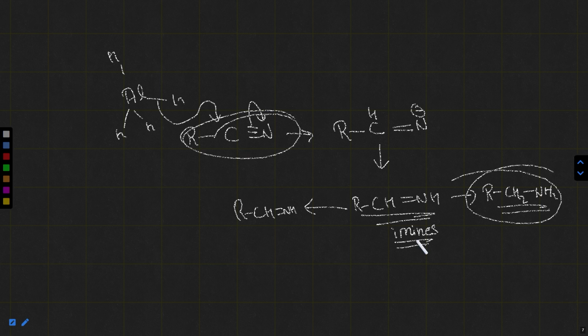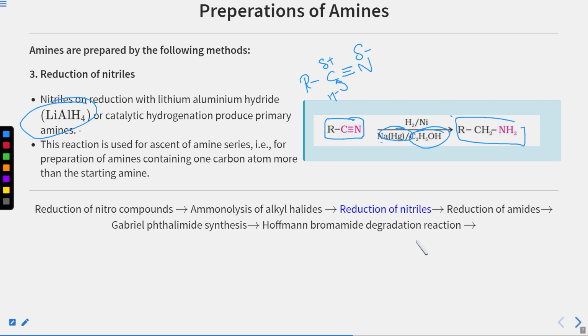That is your amine. Now this reaction is used for the ascent of the amine series, that is, for preparation of amines containing one carbon atom more than the starting amine. So what is written? That it is used for the preparation of amines containing one carbon atom more than the starting amine. So it has one more carbon atom here. Clear? So these are the 2 methods.